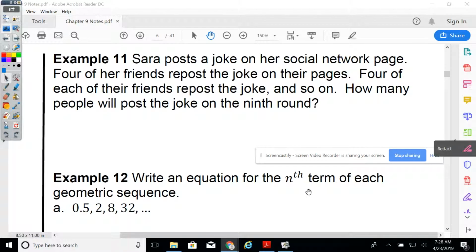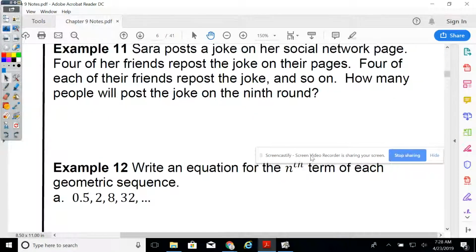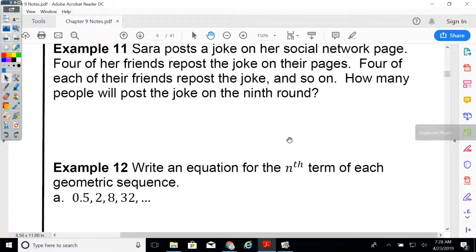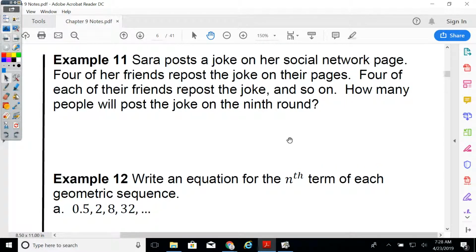All right, so on the last page, we have examples 11, 12, and 13. So we're going to do as many as we can to get this out of the way today. And then tomorrow, we'll just take the quiz.